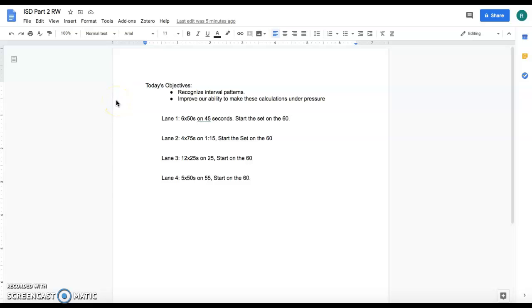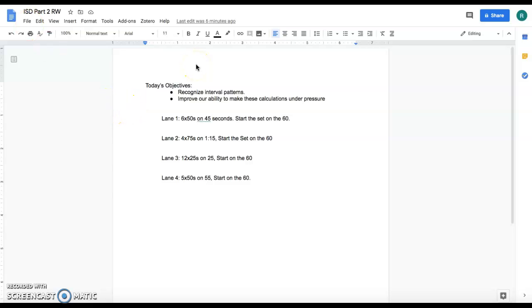Hello everyone. It's come to my attention in the last few practices that our ability to read the clock during practice, especially during our harder practices, our ability to make those calculations has definitely dwindled when we're under that pressure. So today's objectives are we're going to recognize interval patterns and we're going to hopefully improve our ability to make these calculations while being under pressure.